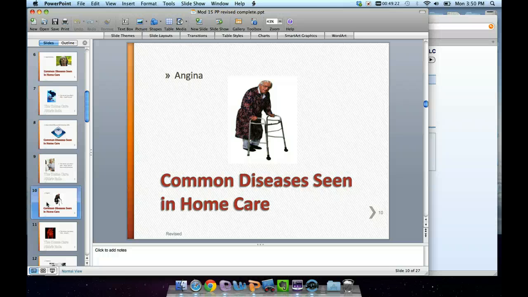Again, this is something that you have to think about if somebody is over the age of 30 and they have other risk factors. Causes of angina can be narrowing of the coronary arteries, which bring oxygen to the heart. It's not a heart attack, but it can lead to one if it remains untreated.